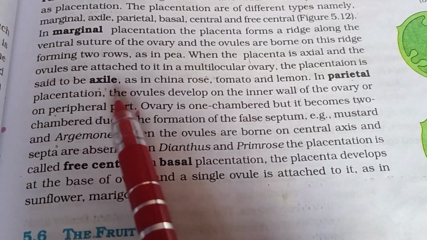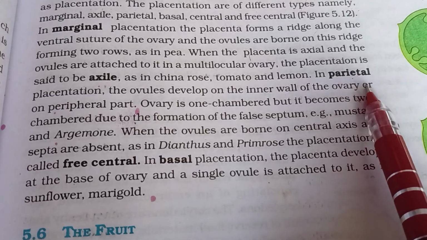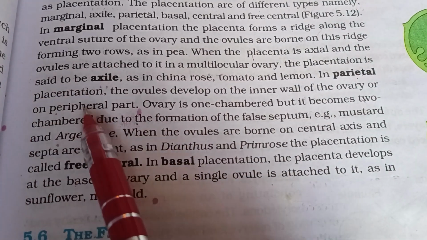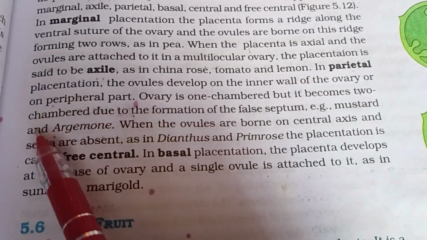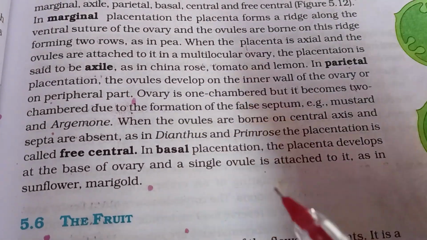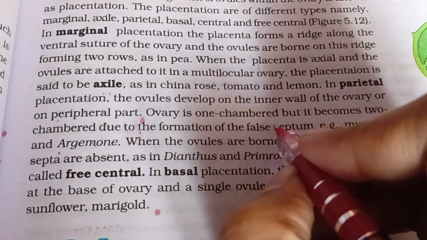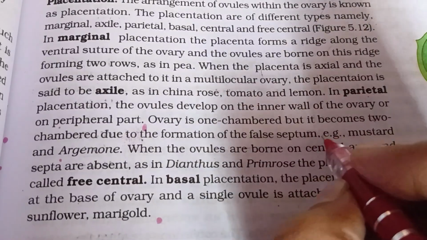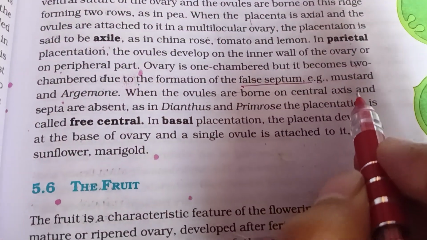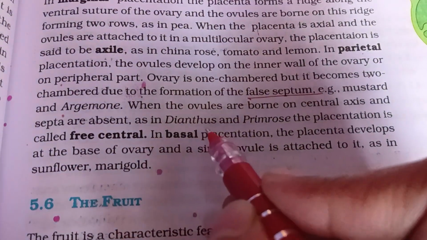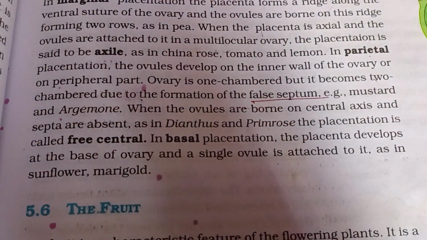In parietal placentation, the ovules develop on the inner wall of the ovary or on the peripheral part. The ovary is one chambered, but it may become two chambered due to the formation of the false septum. Examples are mustard and argemone. When the ovules are borne on the central axis and septa are absent, as in dianthus and primrose, the placentation is said to be free central.